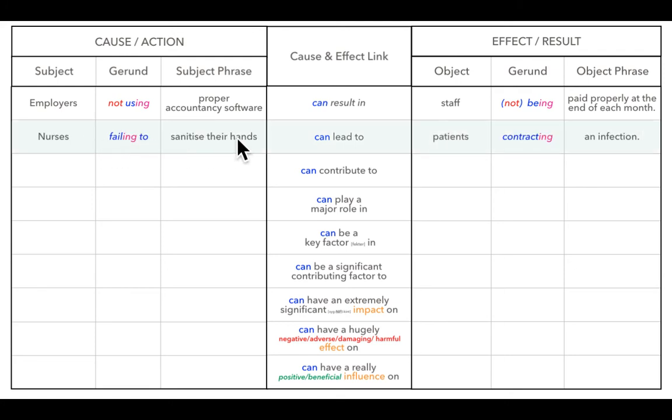Nurses failing to sanitize their hands can lead to patients contracting an infection. When you get a sickness from outside your body, you contract it. You can contract an infection. So you could contract COVID, for example. So nurses failing to sanitize their hands can lead to patients contracting an infection. Now, here's an example where I didn't start the sentence at the subject. I started it at not.